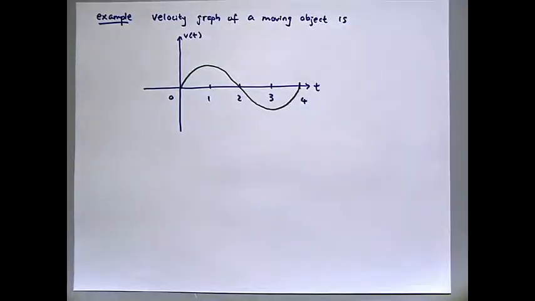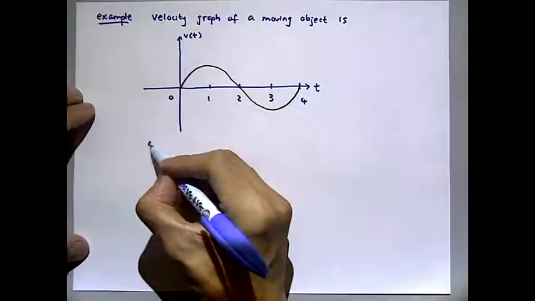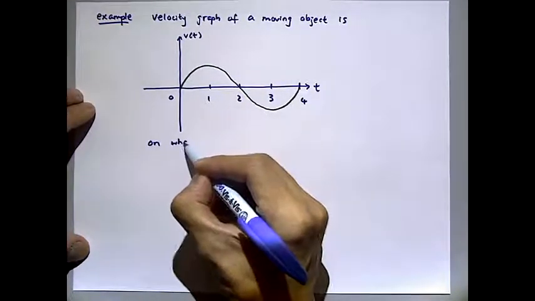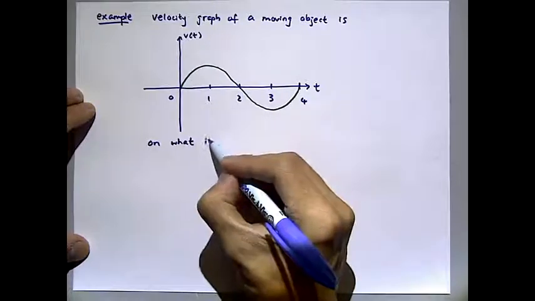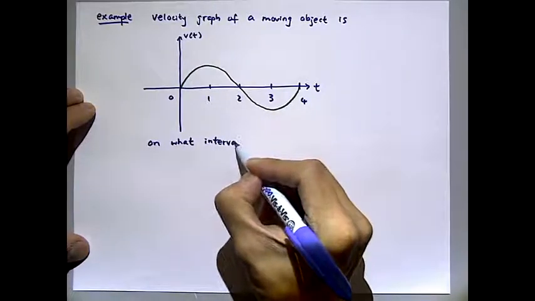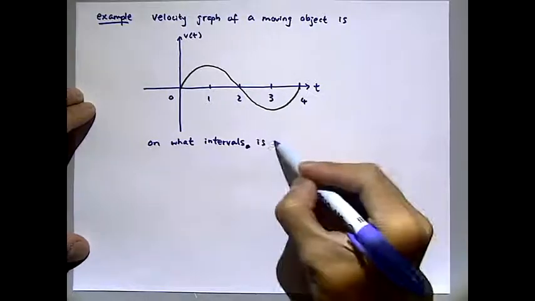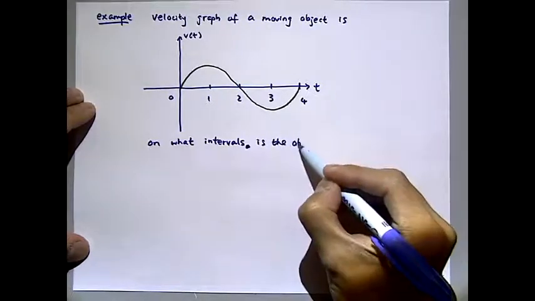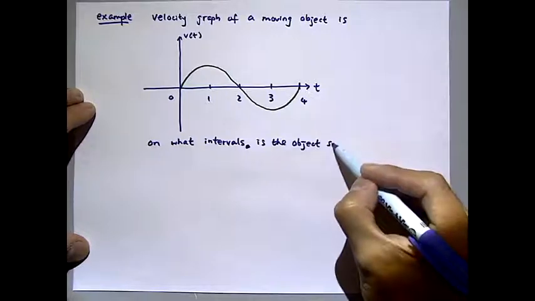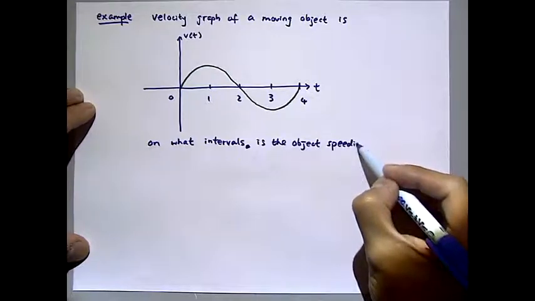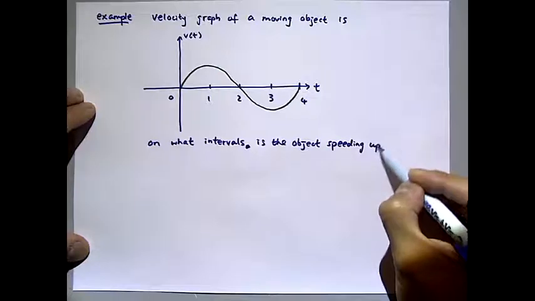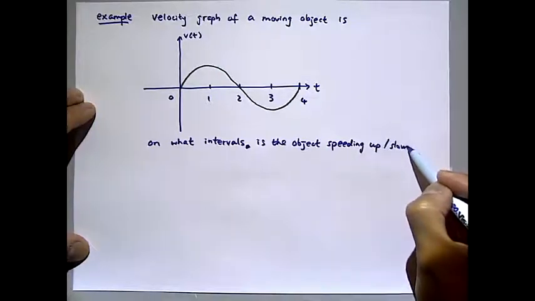Now, how it's moving and all that, we don't really need that information. We have the velocity. So I want to find out here, what I want to find out is on what intervals is the object speeding up or slowing down?